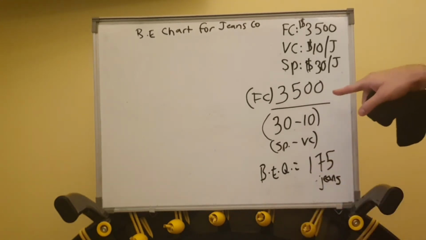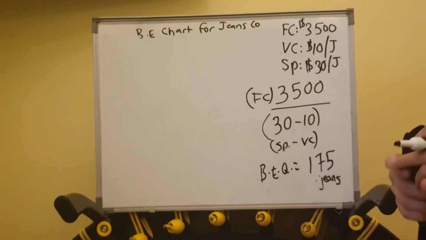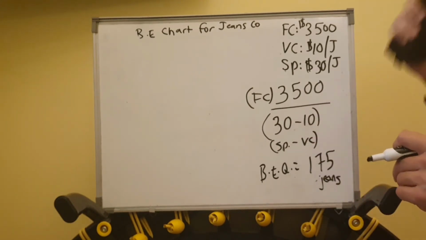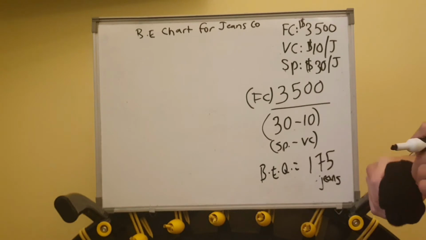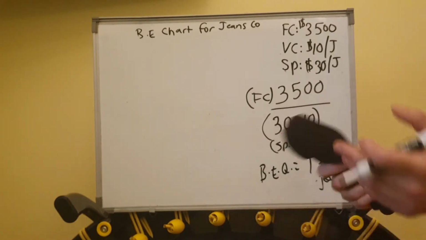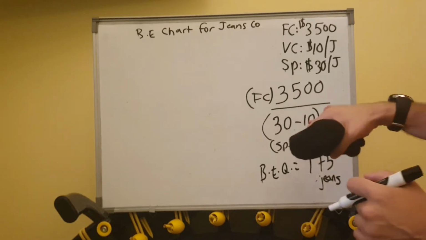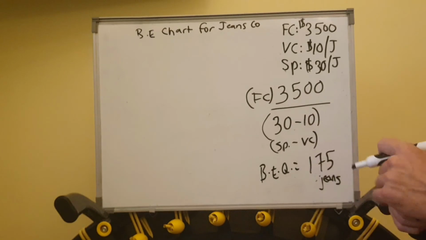So when you do the math, you take 3,500 divided by 20, it gives you 175. You need to sell 175 pairs of jeans in this example before you've broken even. If you sell 174 pairs, you're making a loss. If you sell 176 pairs, wow, you're making a profit. How much profit? Well, we know already, it's exactly $20 because each time you sell something, your contribution per unit is $20.